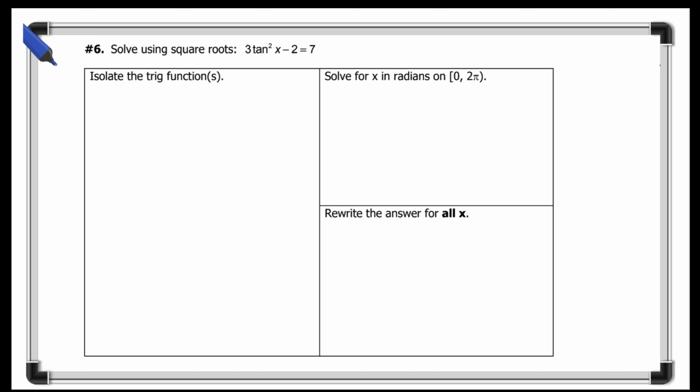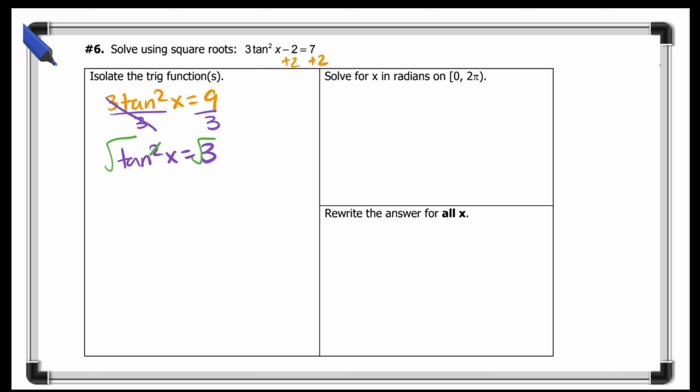Okay, so here is our next question. What we're going to do is solve using square roots. So we're going to isolate the trig function here. We're going to add 2 to both sides, so that's 3 tan squared of x is equal to 9. I'm going to divide both sides by 3, so I get tan squared of x is equal to 3. I'm trying to isolate that trig function, so I'm going to take the square root of both sides.